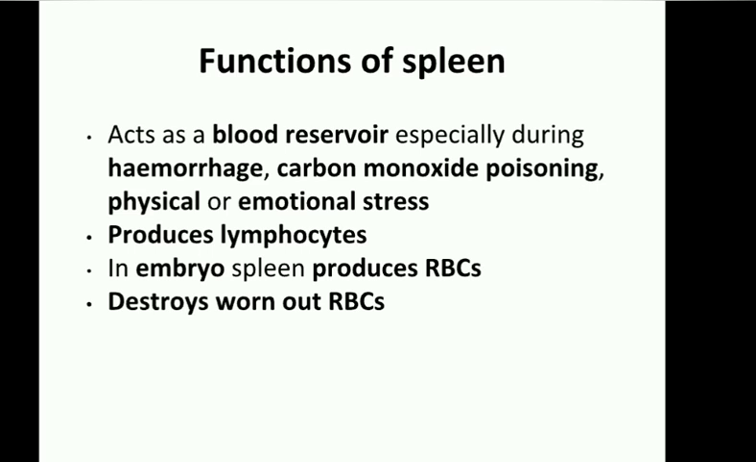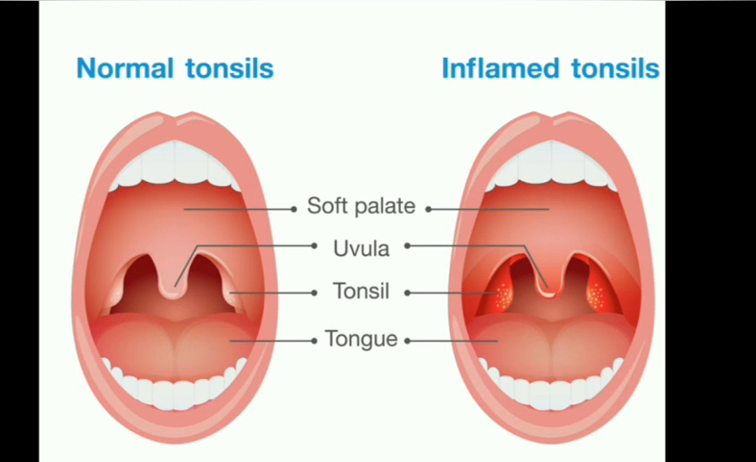And in the embryo, the spleen produces RBCs. It also destroys the worn out RBCs. So here we end with the chapter, and the last part is the tonsil only.